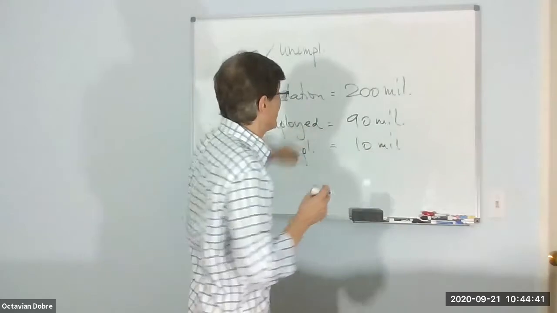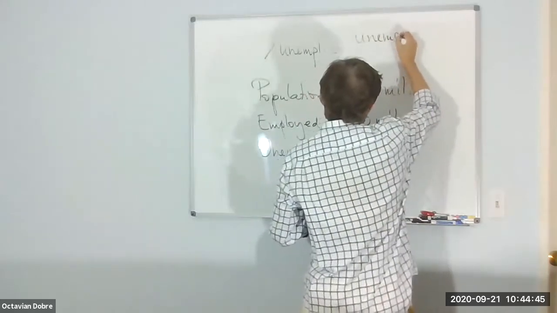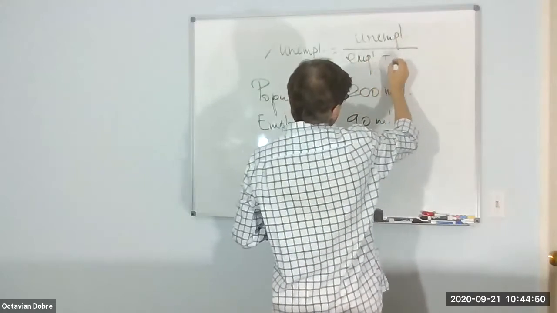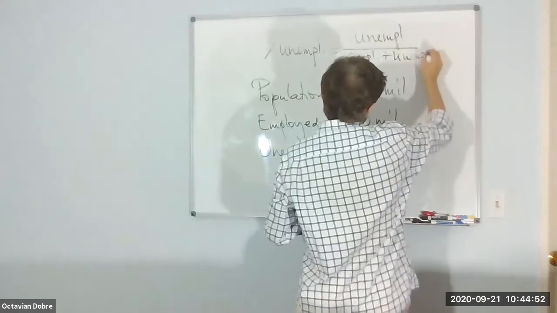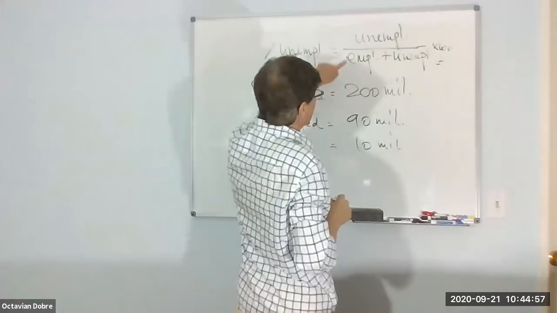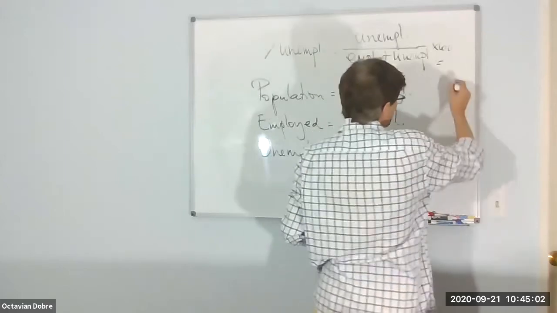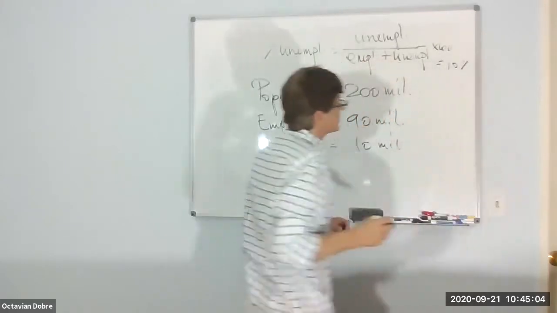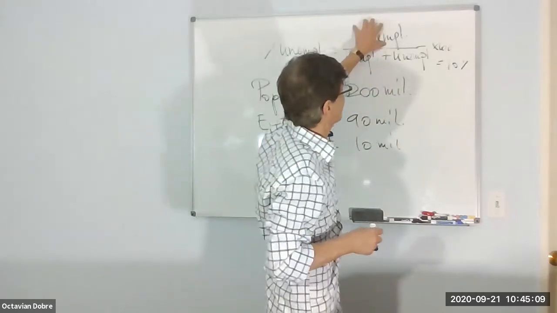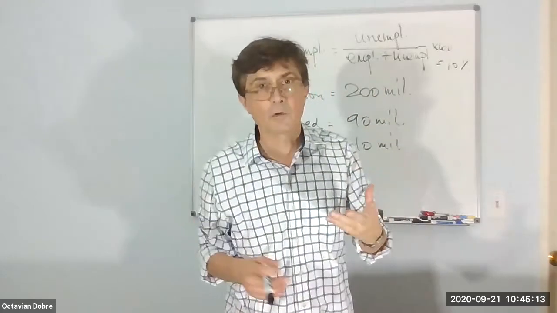So the unemployment rate is calculated as the unemployed divided by the employed plus unemployed, times 100. So in this case, it's going to be 10 divided by 90 plus 10, which is 10 divided by 100 times 100, equals 10%. So the unemployment rate is 10%. So how many people cannot find jobs out of the group of people who are available to work?